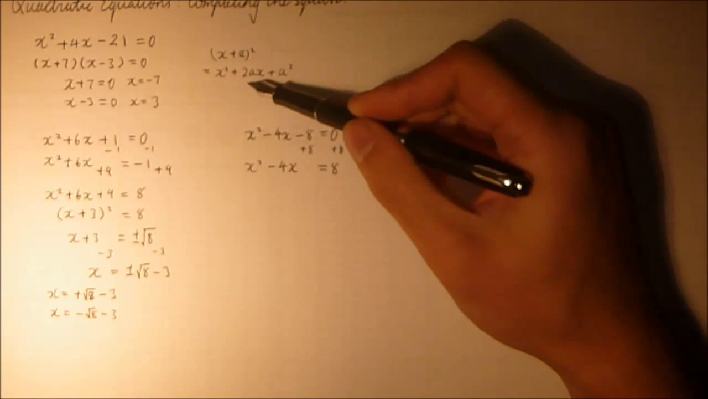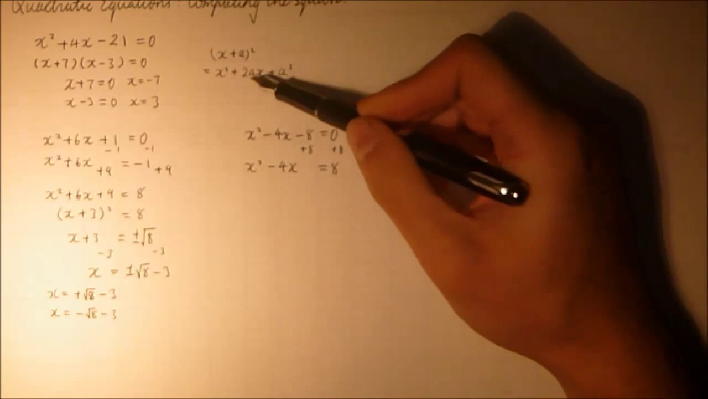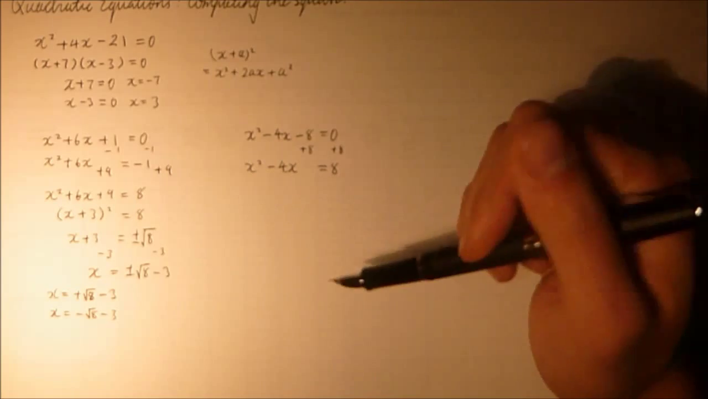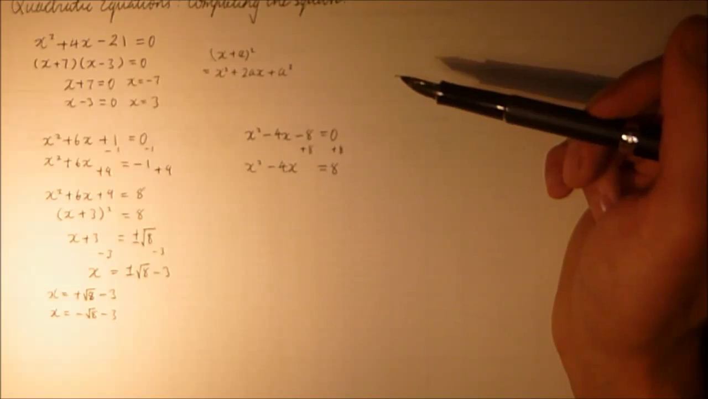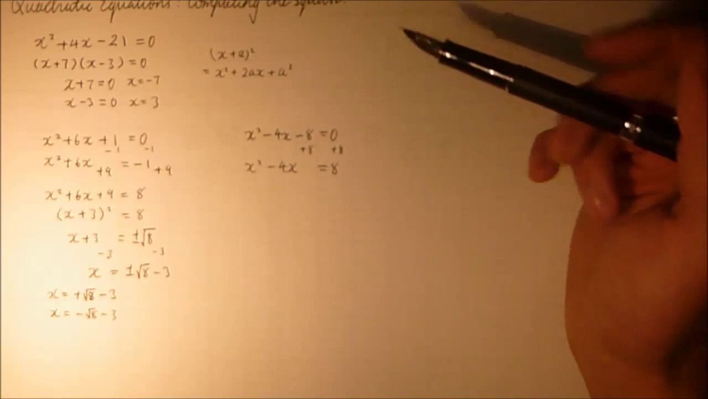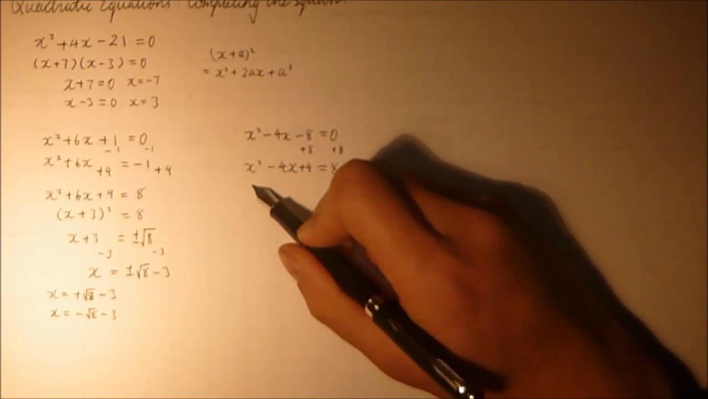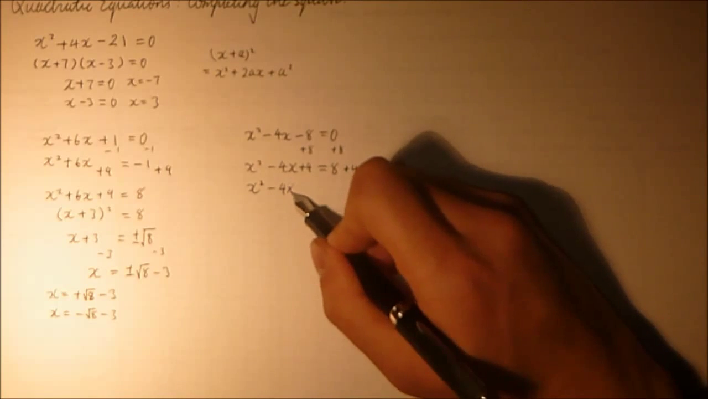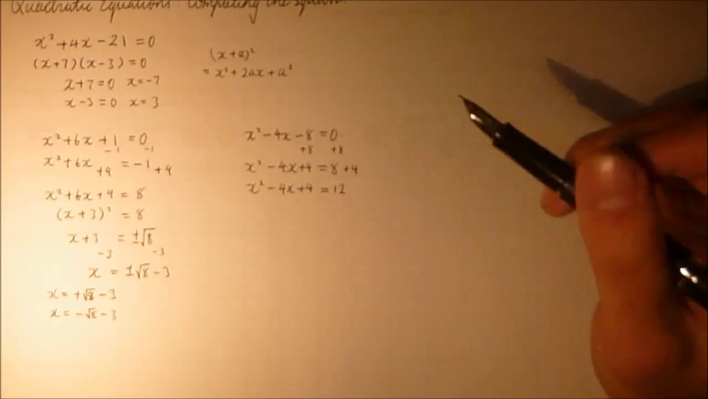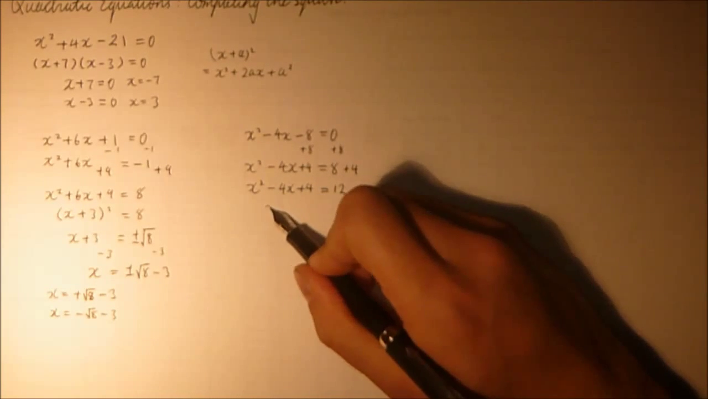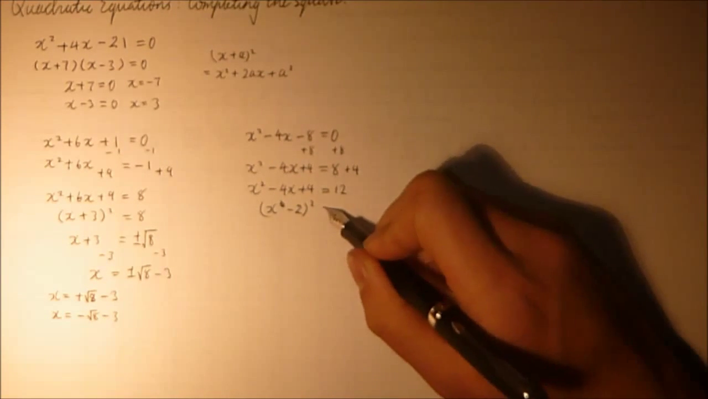And once again, in this case, 2a is negative 4, and a would be negative 2, and negative 2 squared is just positive 4, so we add 4 to both sides. So we end up with x squared minus 4x plus 4 equals 12. And as you can see here, it's just, correction, (x - 2) squared equals 12.